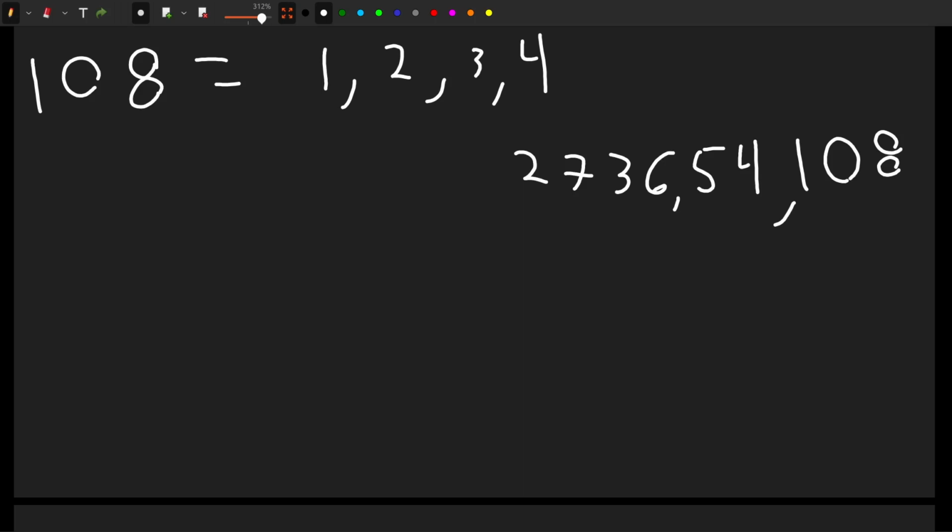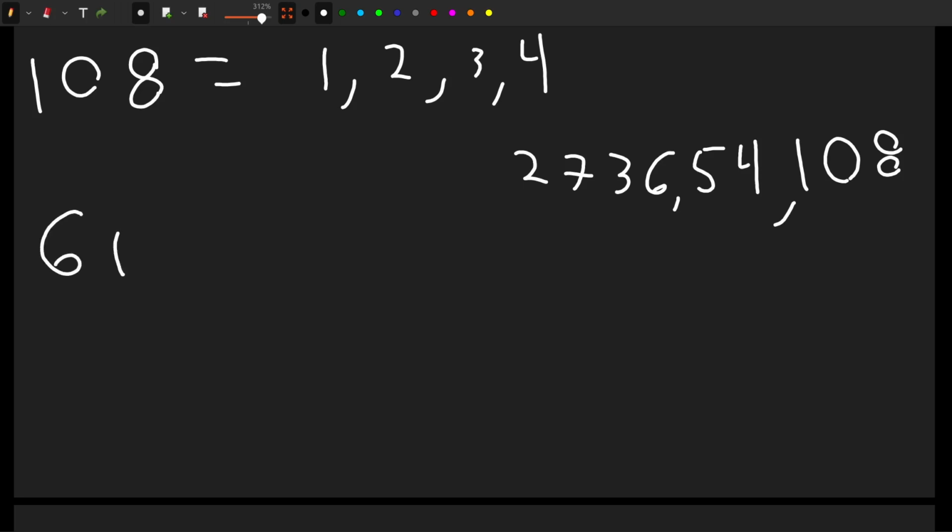Is it divisible by 5? Well, it doesn't end in a 0 or a 5, so it's not divisible by 5. Is it divisible by 6? More than likely, it's divisible by 6. In fact, there's a factoring trick that if the number is divisible by both 2 and 3, it's divisible by 6. So let's go ahead and work that out.